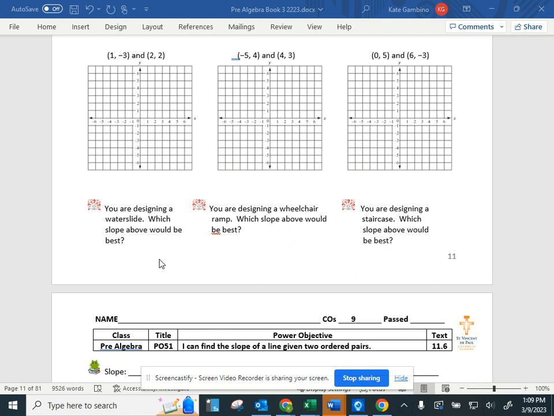So now you think you're designing a staircase. Which slope would be the best? You have to think it through. Which one would look like a good staircase? Which one would look like a good water slide? Which one would look like a good wheelchair ramp? James. Is it like the graph line that we have? Yeah. Okay, so look at the line that you drew, and then write what slope it is for that one. Any other questions for this one?